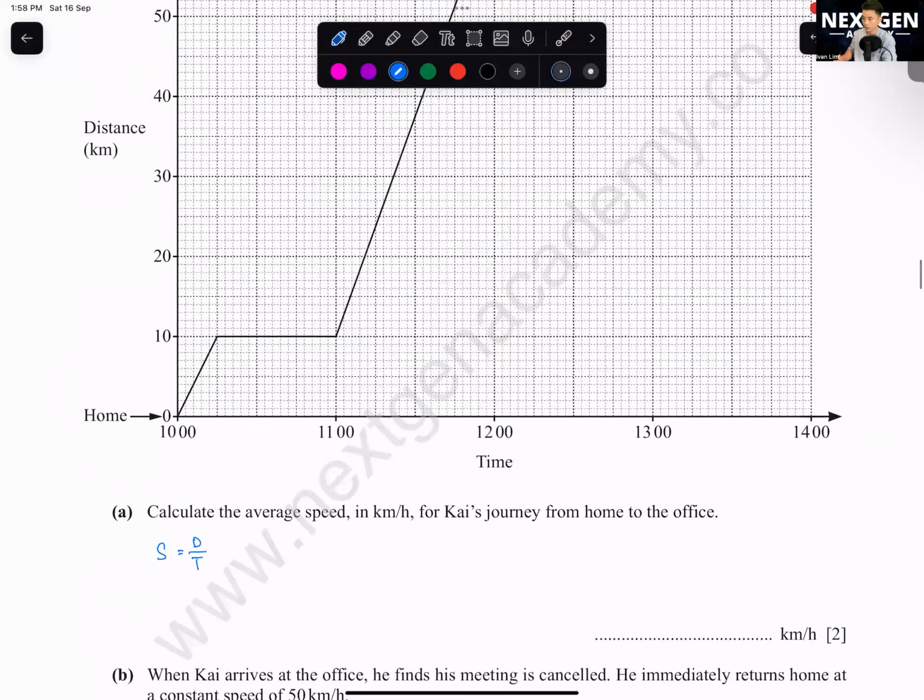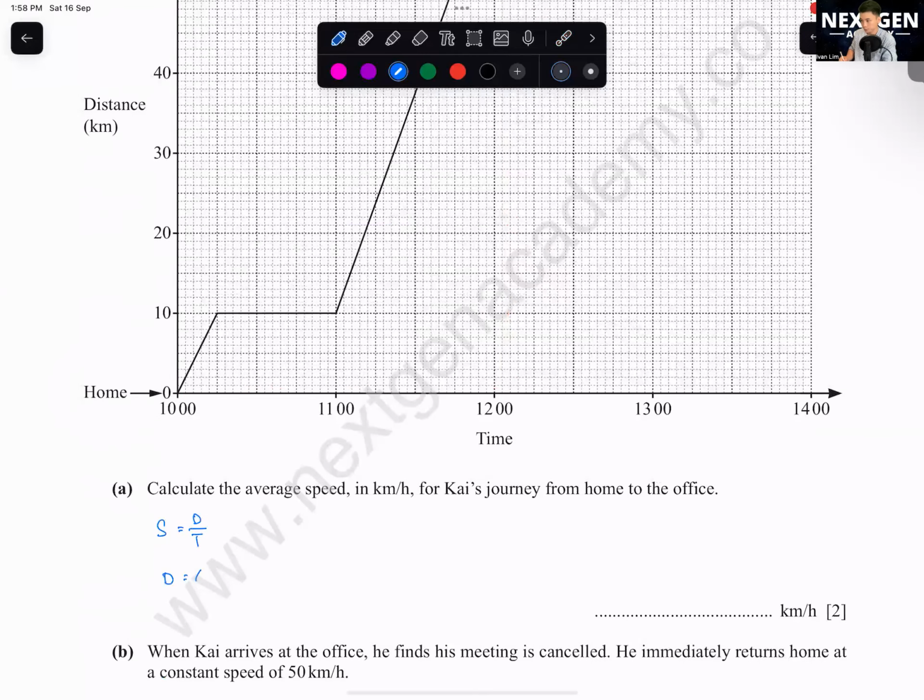So we write down what is required first. D is 65 km, time is 2 hours. Okay, so speed is equals to 65 km per 2 hours, which you'll get 32.5 kilometers per hour.